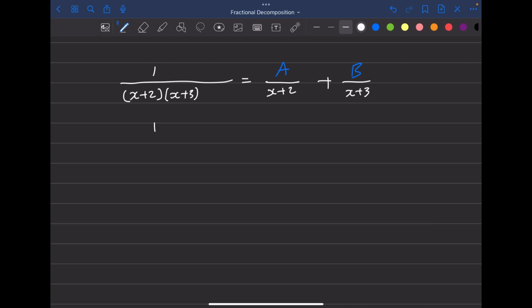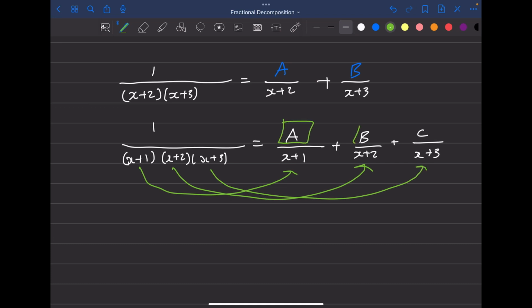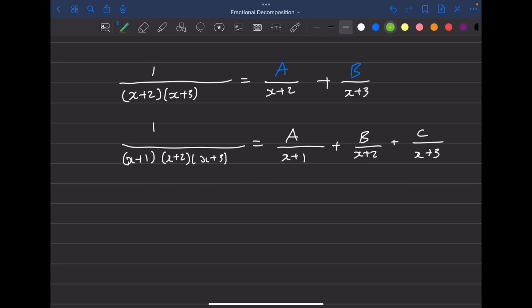So another example, let's say we had 1 over x plus 1, x plus 2, x plus 3. It's pretty simple again. So you'd have a over x plus 1 plus b over x plus 2 plus c over x plus 3. Once again, all I did was I split the denominator into each term having its own fraction, and then I do not know the numerators, so I leave them and I try to find them later, which we're going to do after the explanation. But if you find what these numerators are, that's it, you're done. You plug them in and you found the decomposed answer.